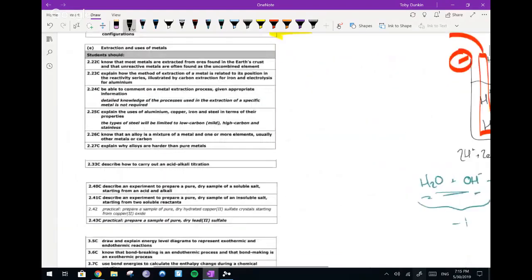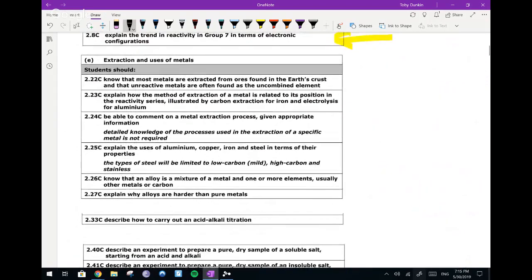Next, more predictions. Right, extraction of metals. So guys, extraction of metals has been cut and cut and cut over the years. So there isn't really much else to talk about, but just to mention, ores.